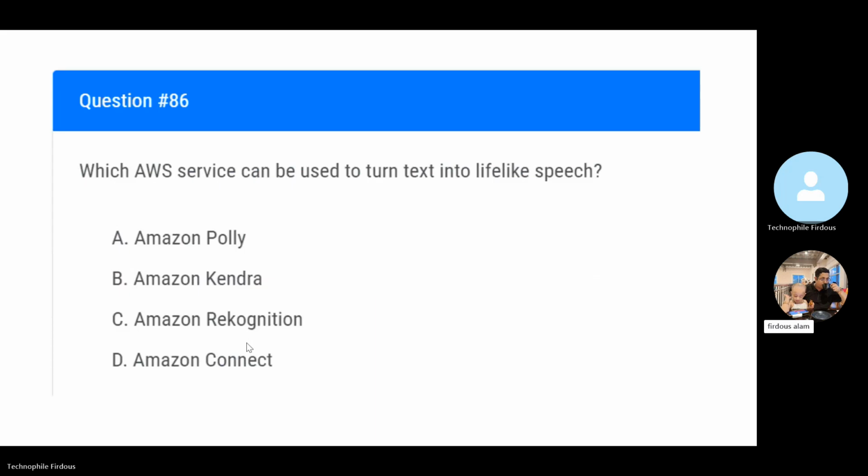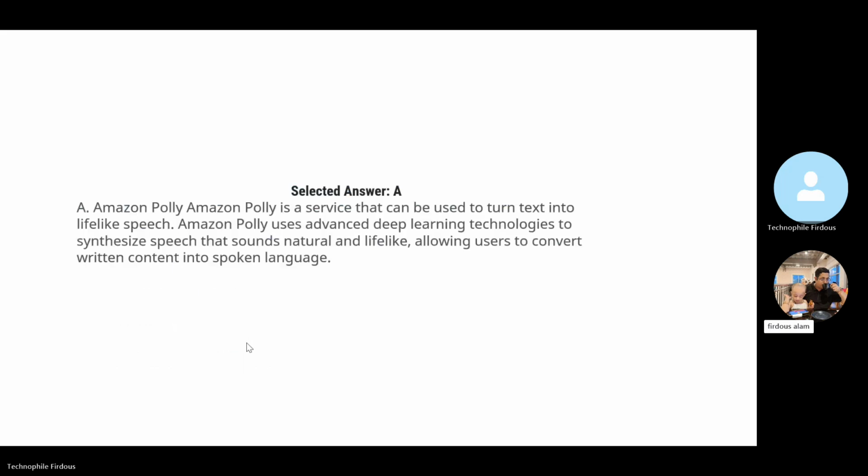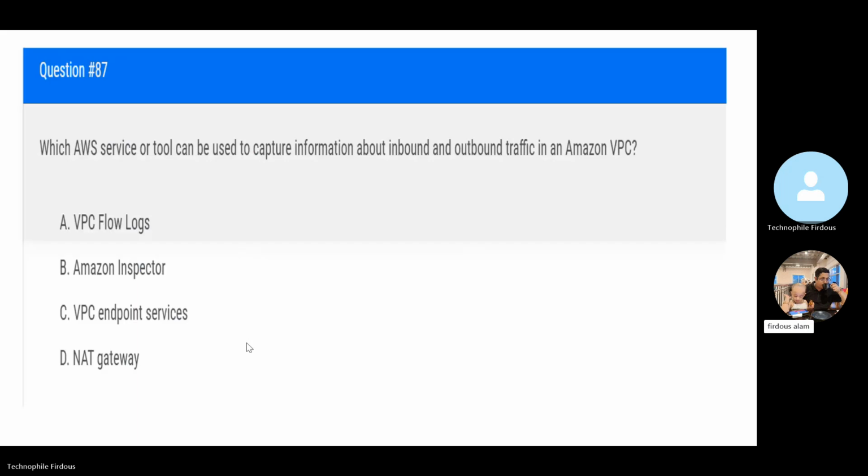Question number 86, you have 15 seconds. Okay, this is asking about a service that converts your text into lifelike speech. So I think Amazon Polly is used to do that. The correct answer is A. Okay, the correct answer is A. Let's move to the next question. You have 15 seconds to answer this.